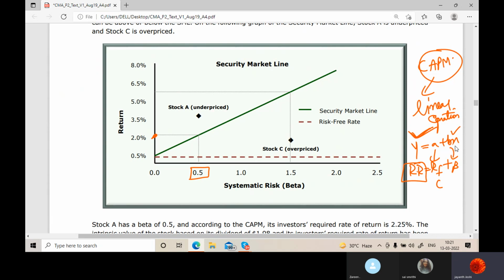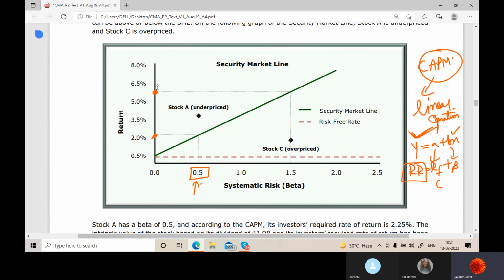Okay. So this is the independent variable. So if you increase the risk, the returns would increase. Okay. So that is what it is. So with this particular systematic risk, we have these returns. For 1.5, we have these returns. Okay. That is what the CAPM tells. So that should be the required return.